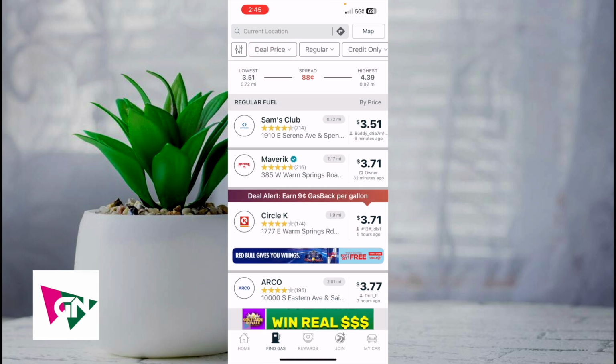But there you have it, guys. That right there is the best and easiest way that I know of to actually go ahead and use the GasBuddy app.